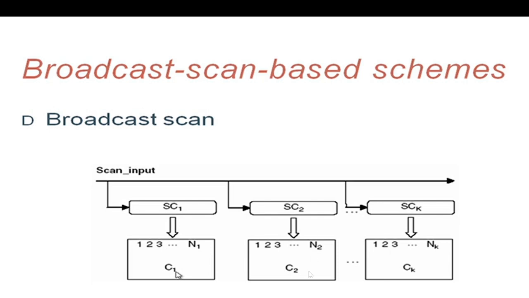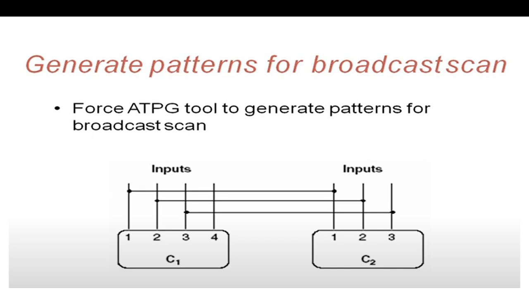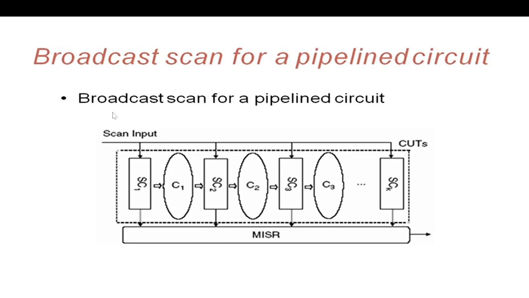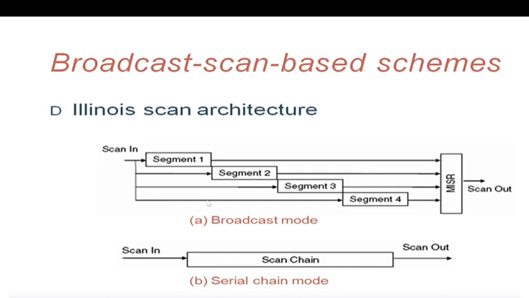Another method is that if we have circuits that need similar patterns, we can broadcast the patterns to the different scan chains. To generate such similar patterns, we can force the ATPG tool: instead of generating test patterns for C1 and C2 separately, we tie both the inputs and generate the patterns for this circuit. So the patterns required will be the same for both the circuits. So we can now broadcast them, and this is for the pipelined circuit.